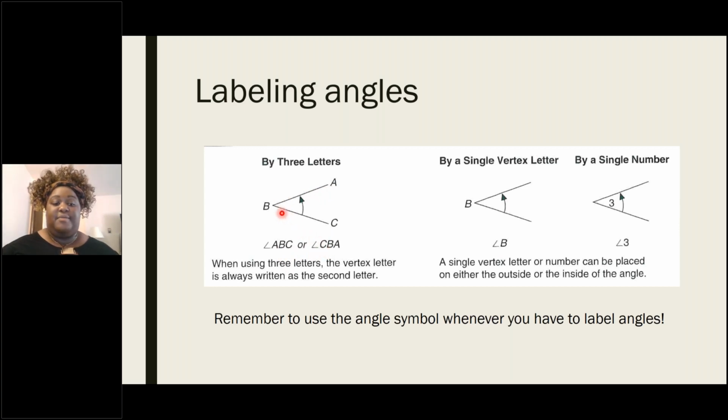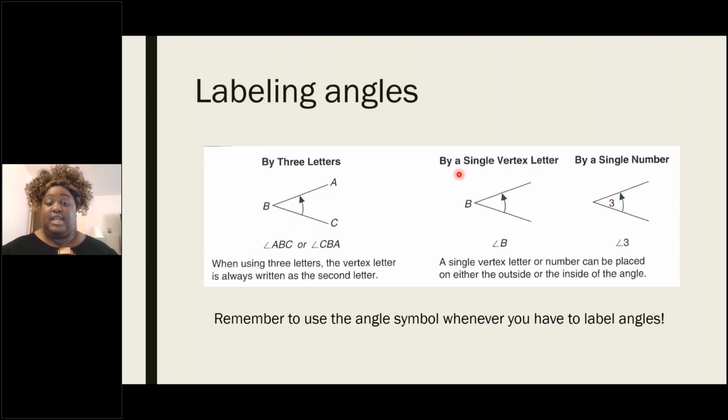The important thing to remember here is that whatever letter or number is at the vertex, at that point, it has to be your second letter. So it has to be in the middle. No matter which way you go, you have to make sure that the vertex letter is in the middle. So that's why it's A, B, C or C, B, A.